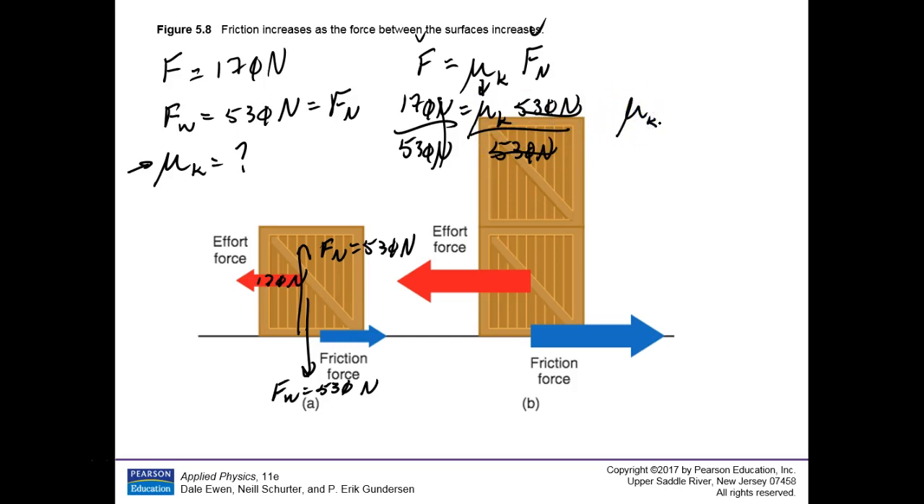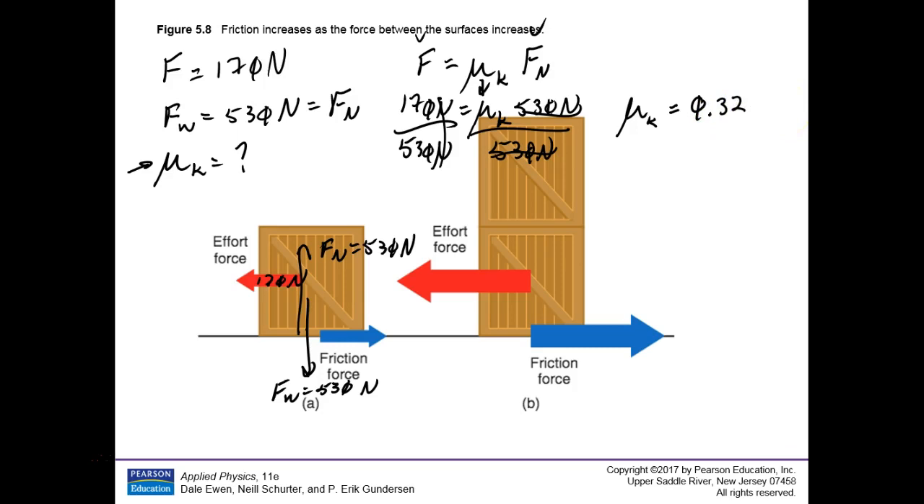And by the way, mu's, your coefficients of friction, are dimensionless quantities. There are no dimensions to them. And sure enough, the newtons cancel out. So what is your 170 divided by 530? You can make it even easier, say 17 divided by 53, because the zeros you can just cancel out. What do you get? Point what? 0.32. No units with it.